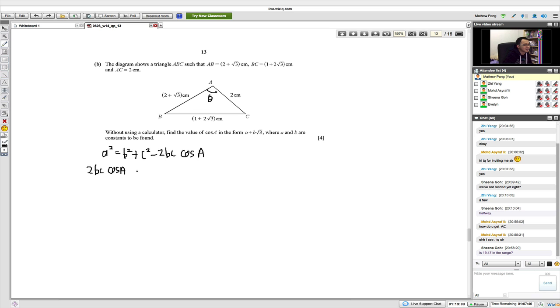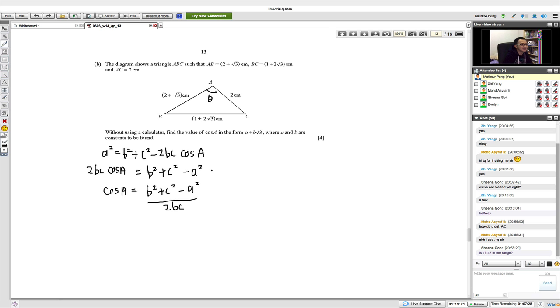So this is B square plus C square minus A square. I move the A square to the other side, so it becomes minus A square. So cos A basically will be B square plus C square minus A square over 2BC. Then only do I substitute by A, B, C.